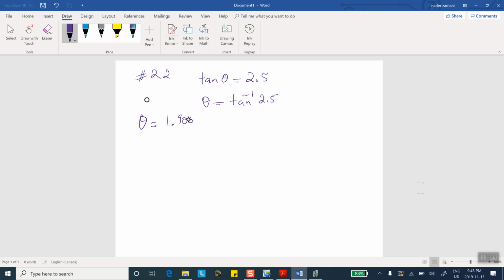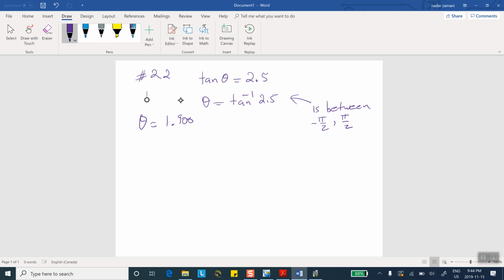1.190. Okay, now we also know that actually this angle that comes out is between minus pi over 2 and pi over 2, and that confirms it.